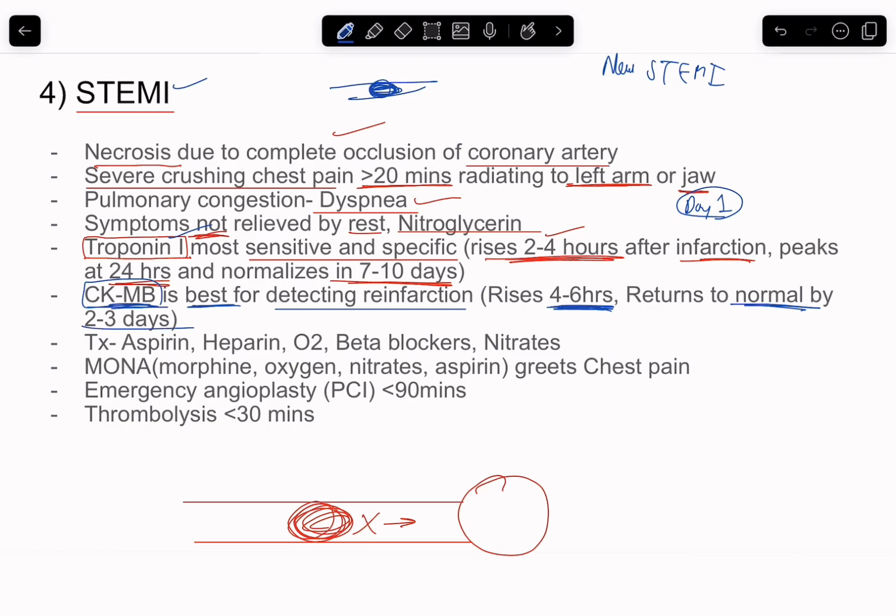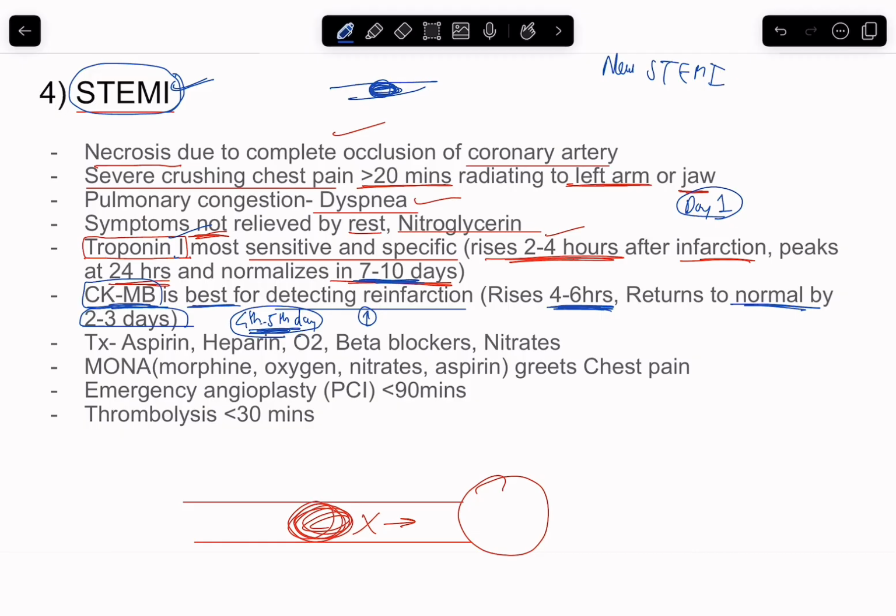Okay, so let's say that the patient comes to your office on the 4th or 5th day with the same symptoms. Now you can't do troponin I test this time because it normalizes after 7 to 10 days. So in this case, you will do the CKMB test. If the CKMB values are high, that means the patient has a new ST elevation myocardial infarction, as after 2 to 3 days the CKMB will be normal in the patient who only had the recurrence of the original STEMI. And this is confusing, but just think about this.